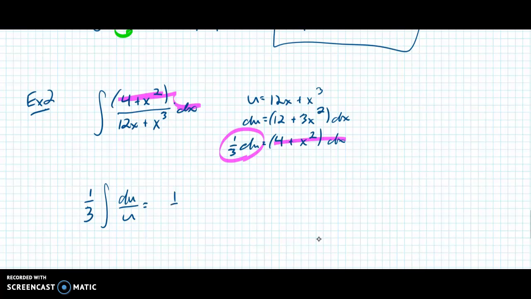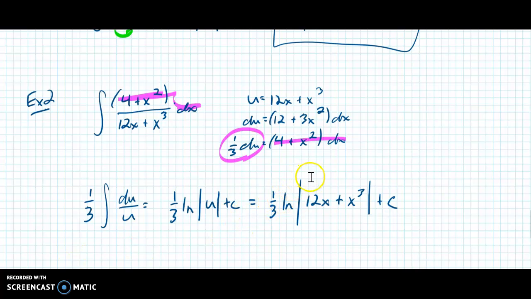What's that give me? 1/3 ln absolute value of u plus a constant, which then I'll go and sub my u back in. So I get 1/3 ln absolute value of 12x plus x cubed plus a constant. Now you may say, what about that 1/3? Sometimes we will move that in, and sometimes we don't need to. In this case, I'll go ahead and write both answers.